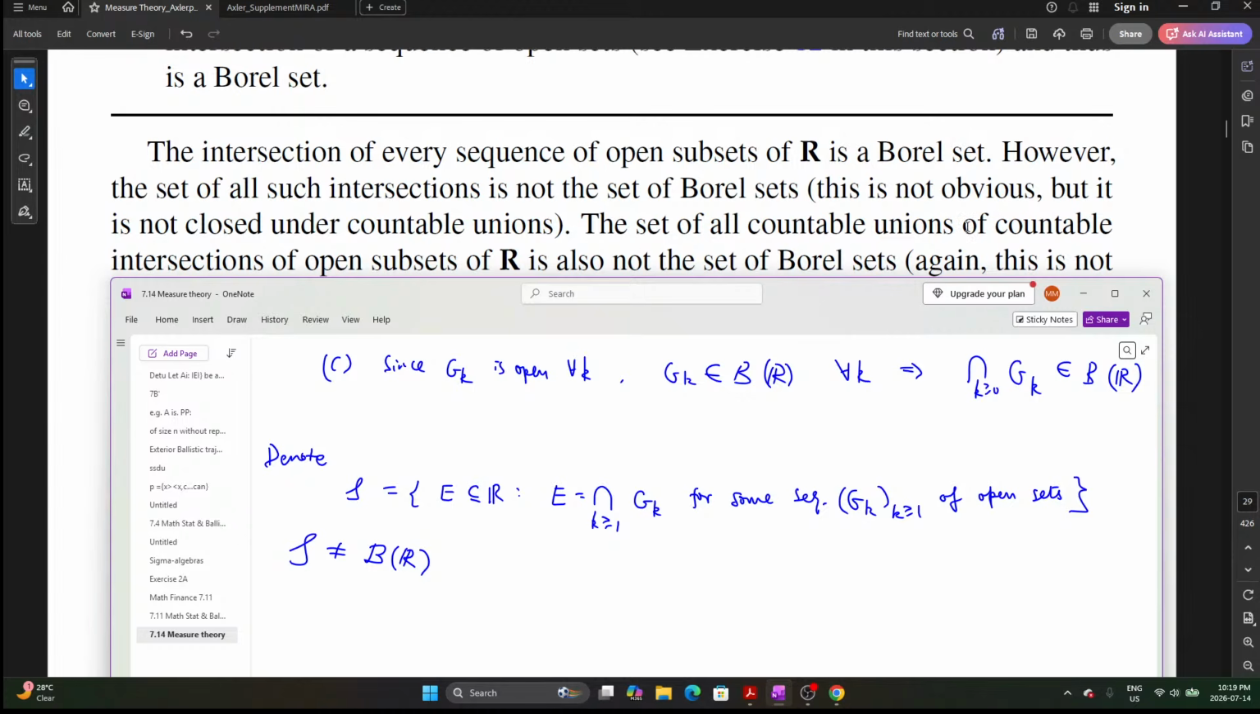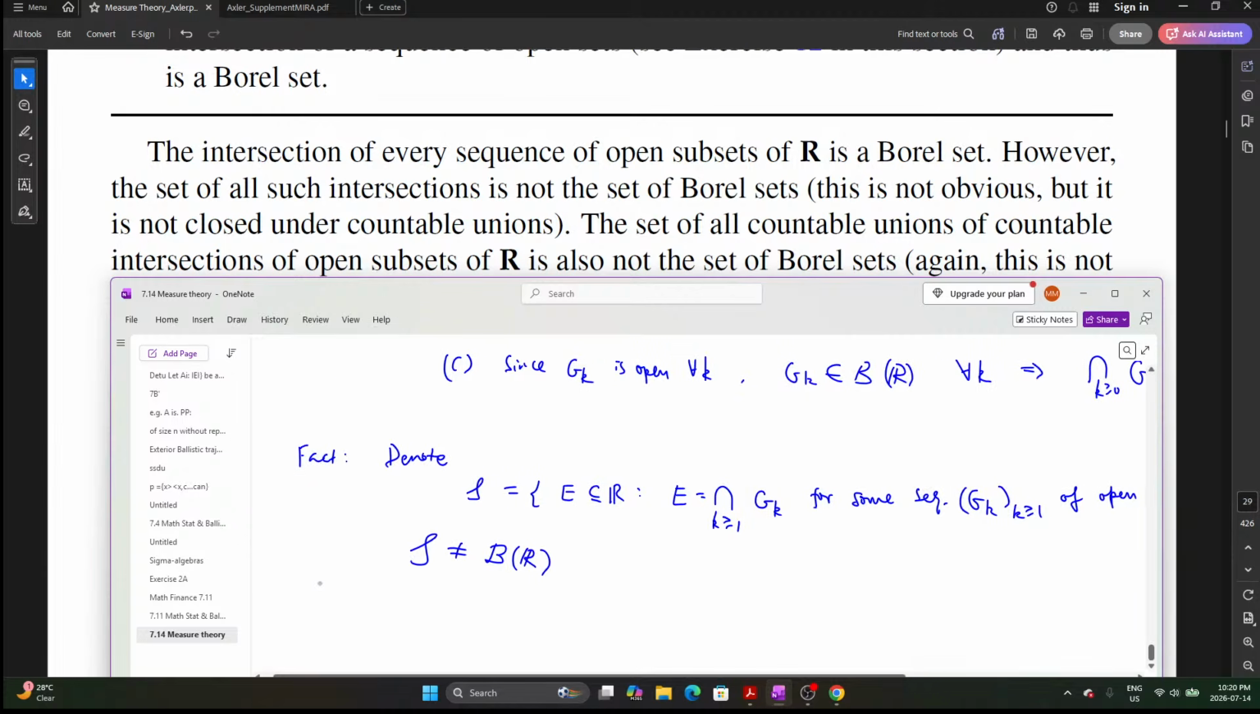It is not obvious, but it is not closed under countable union. That's the reason. If you're going to prove it, you can say it suffices to show S is not closed under countable union.